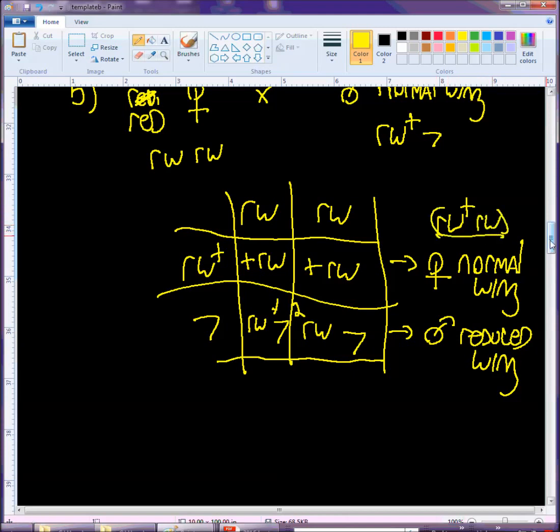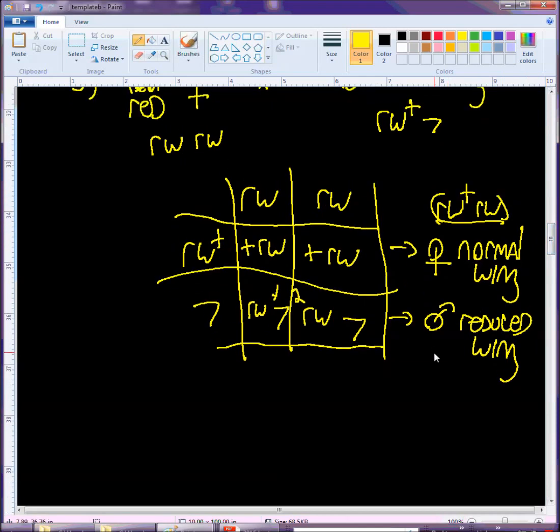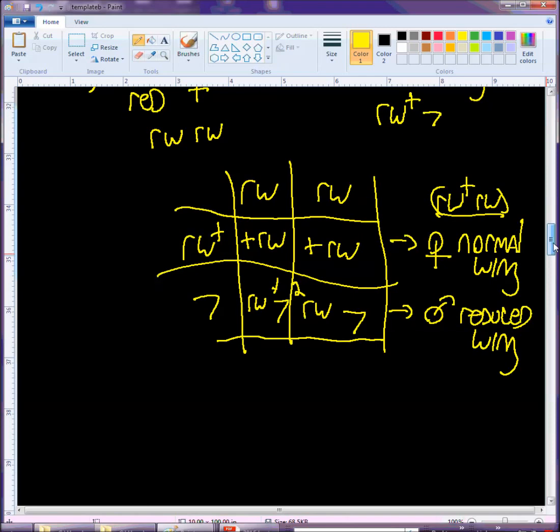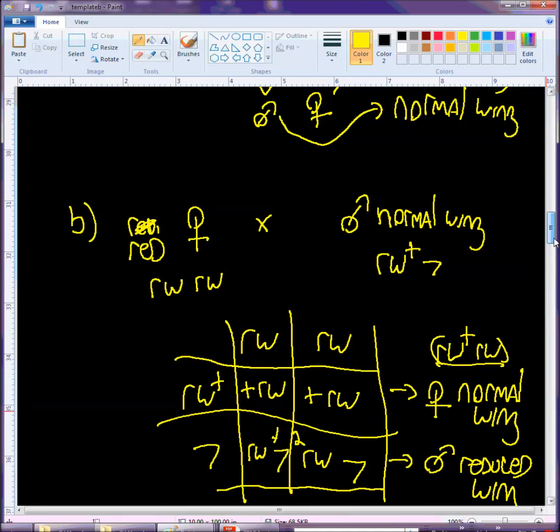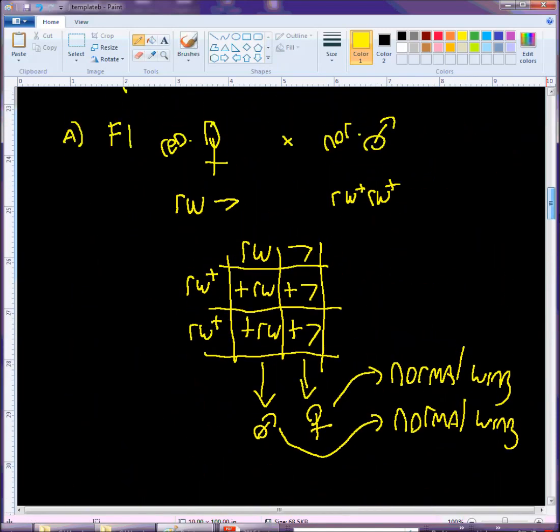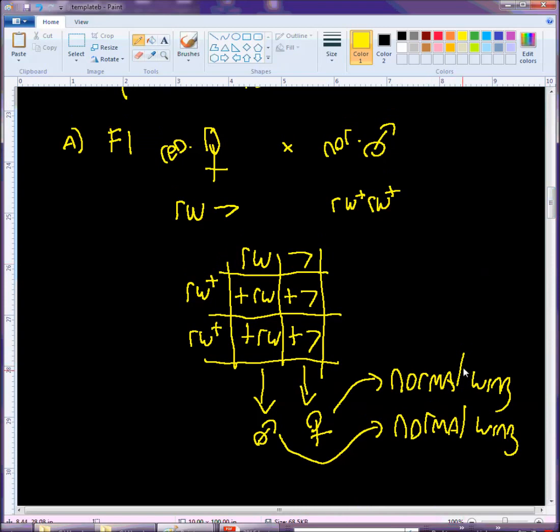Okay, so we can see that the F1 phenotypic ratio changes depending on if the female is the heterogametic sex or the male is the heterogametic sex. So when the male is the heterogametic sex, we see females with normal wings and males with reduced wings. And when the female is the heterogametic sex, all the flies have normal wings.